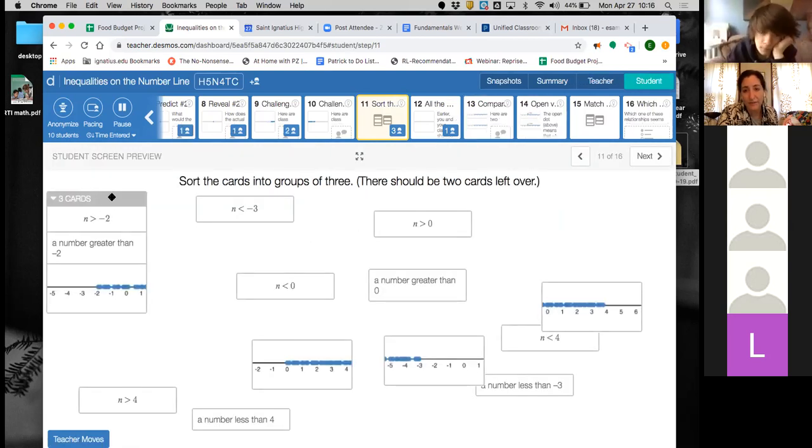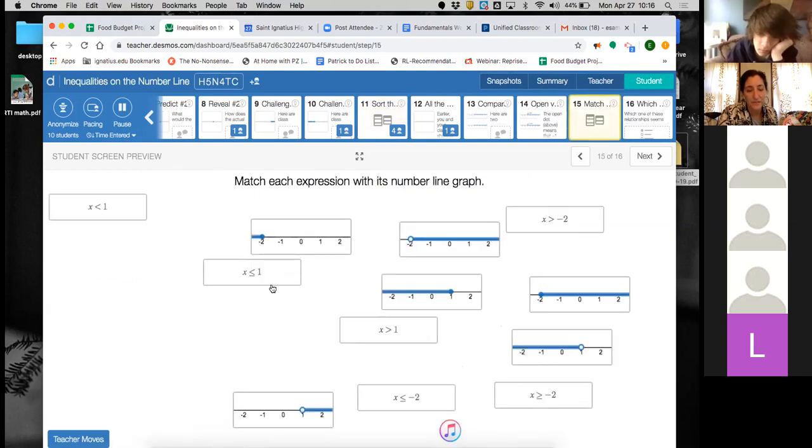You need to definitely get on card sort 11, and then again you'll do it with 15 after you work through slides 12, 13, 14. Then you'll try card 15. Ultimately, when you get to that card sort on 15, all the dots are going to be filled in for you, so you can really see that line being formed. And you'll see the open circle for not equal to versus the closed circle for when it is equal to.